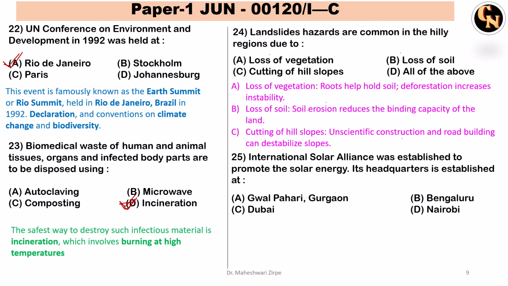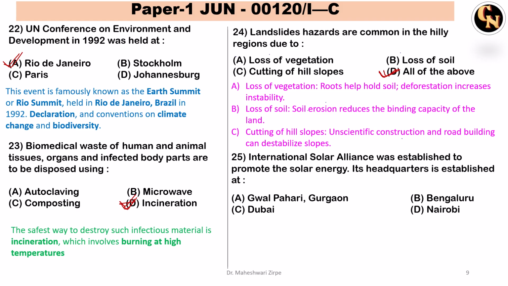Soil erosion reduces the binding capacity of the soil. Then next is cutting of the hilly slopes. So unscientific constructions and road buildings can destabilize the slopes. That means all of the above is the correct option. Correct option is all of the above.